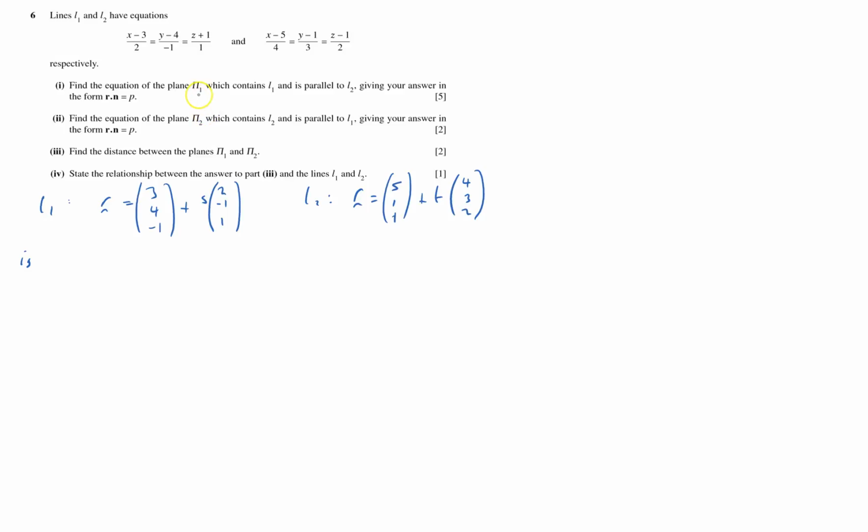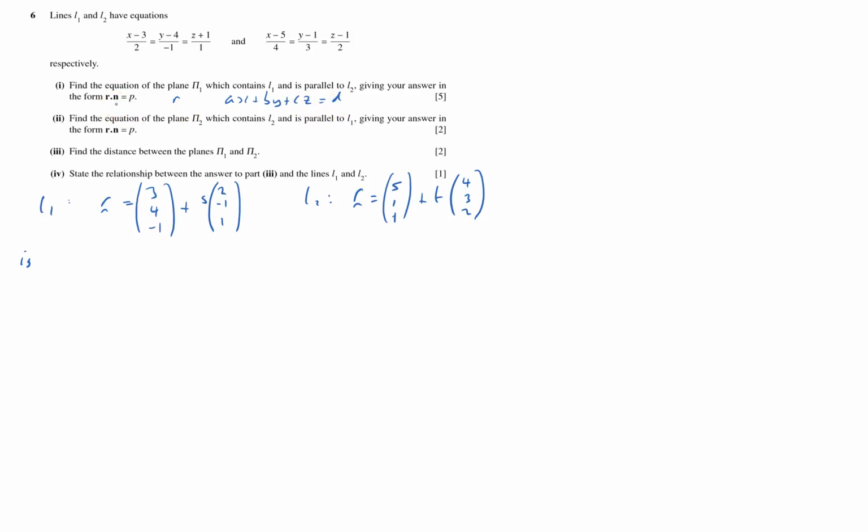Find the equation of the plane pi1, which contains L1 and is parallel to L2, giving your answer in the form r dot n equals something. So that's the same as ax plus by plus cz equals d, and the a, b, c here is the n, so I'll find a normal vector to it, and r is a general point on the line x, y, z. So x, y, z dot with a normal gives me a value, and that value is d. That's how we normally write it, but that's what it means.